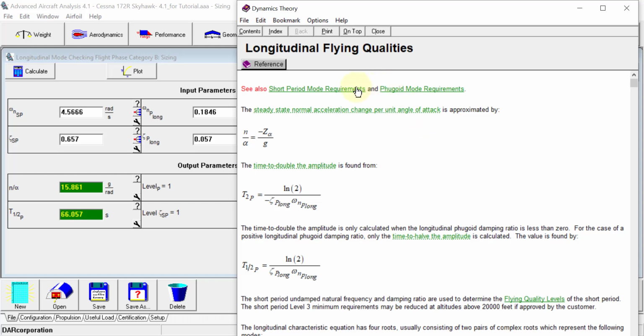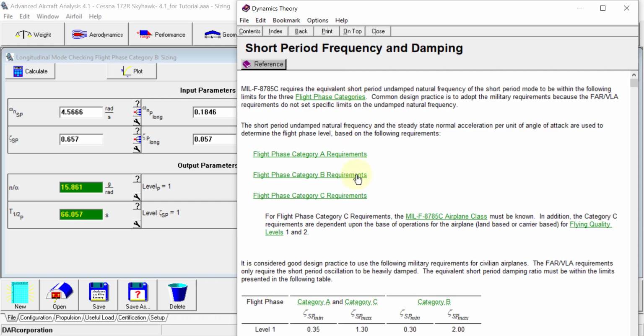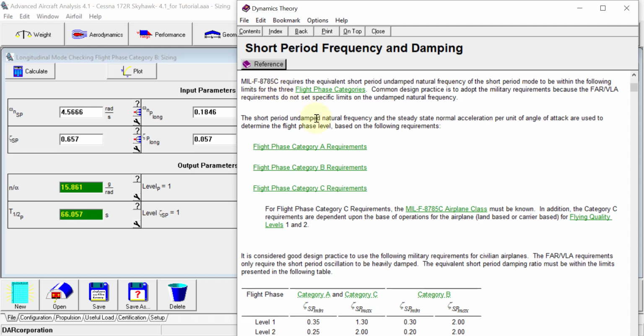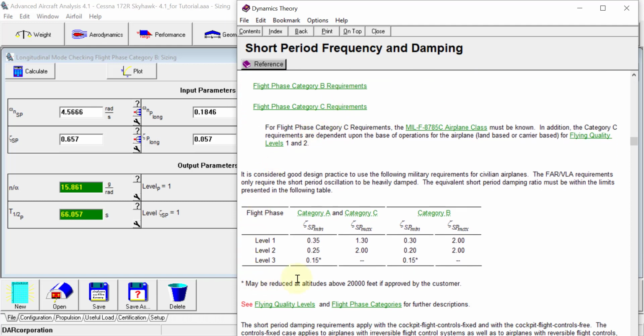So here we can look at, for example, short period mode requirements or the phugoid mode requirements. So let's take a look into the short period mode requirements. We see here military standards are being used. So what you see here is that it's basically looking at a damping ratio for the short period. So in flight phase category A, B, or C, you have different requirements. And to reach level 1, you need at least 0.35 damping ratio in category A.